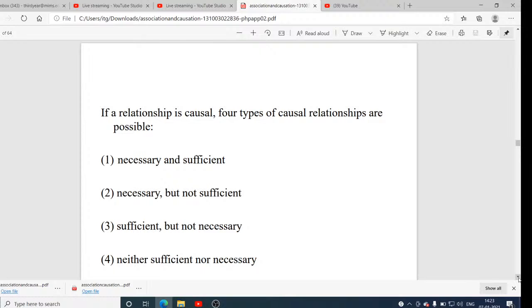If a relationship is causal, four types of causal relationships are possible. One is necessary and sufficient. Second is necessary but not sufficient. Third is sufficient but not necessary. And fourth is neither sufficient nor necessary. So if the relationship is causal, the four types are: necessary and sufficient, necessary but not sufficient, sufficient but not necessary, neither sufficient nor necessary.